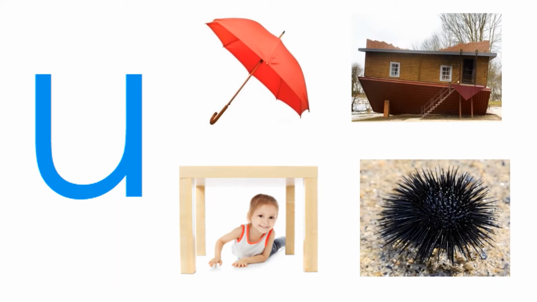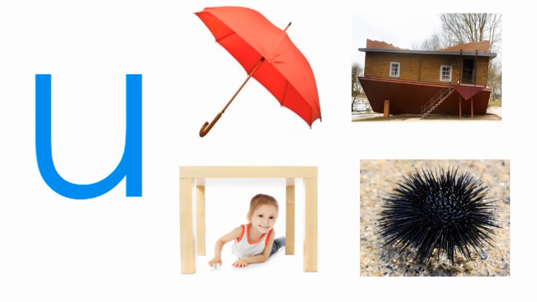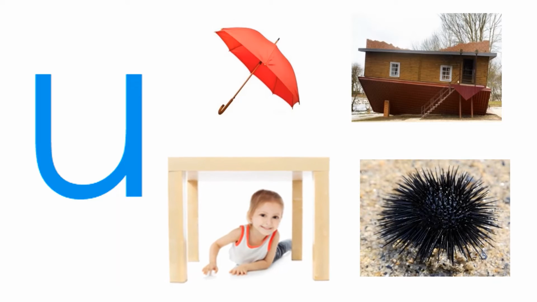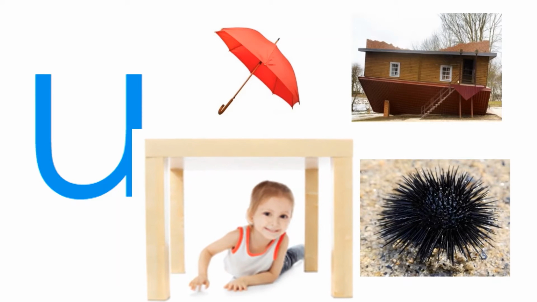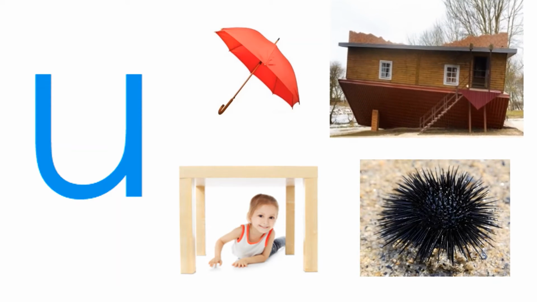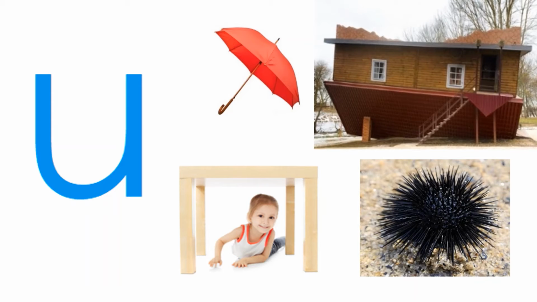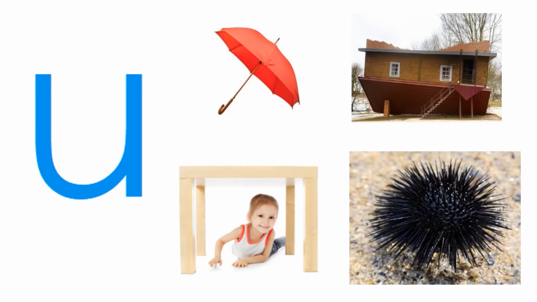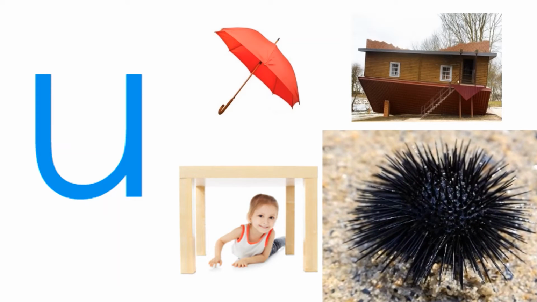Good morning, children. Today we are going to learn letter U, V, and their sound. Let's start. This is U. U says U. Say umbrella, umbrella. Under, under. Upside down, upside down. Urchin, urchin.